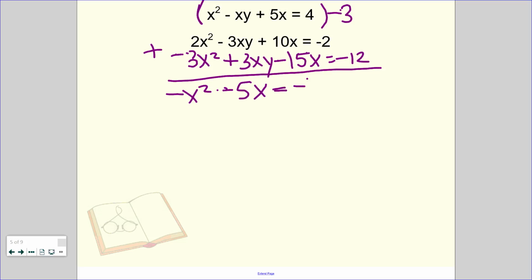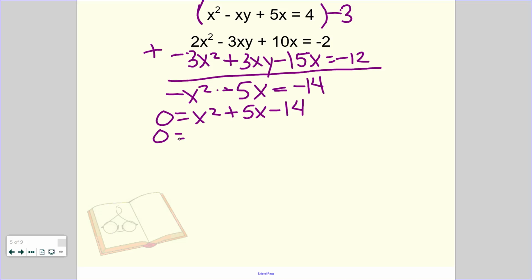And then on the other side, I have a negative 14. I have a quadratic. I want to get it equal to 0. I like when my first term is positive, so this time I'm going to move everything to the right. That'll give me a positive x squared, a positive 5x, and that negative 14 stays the same.